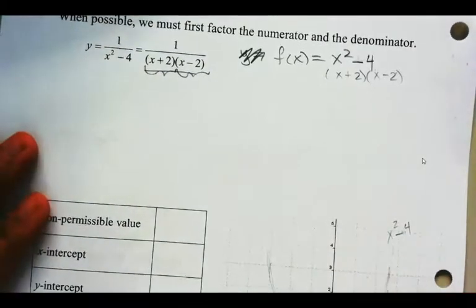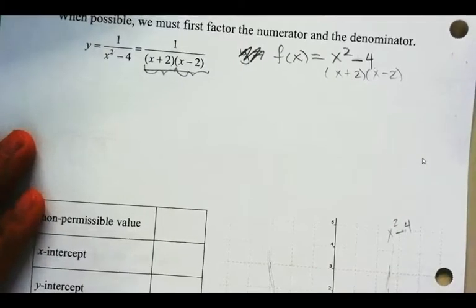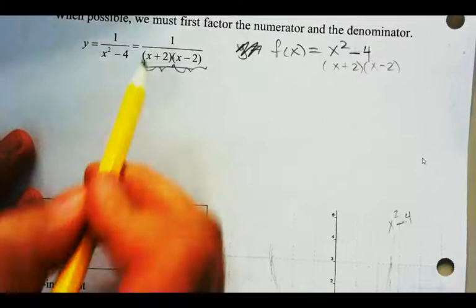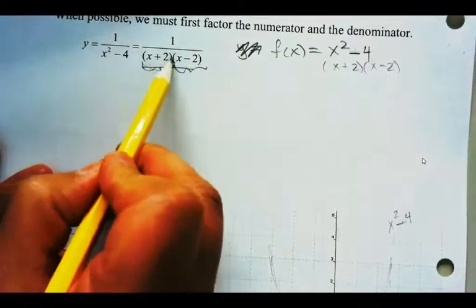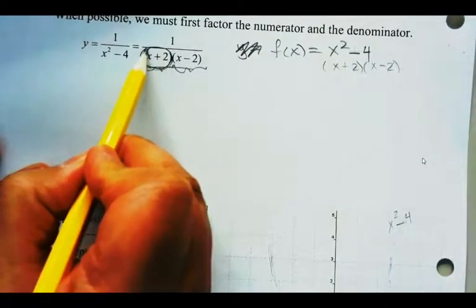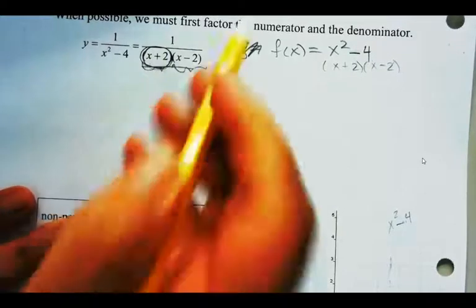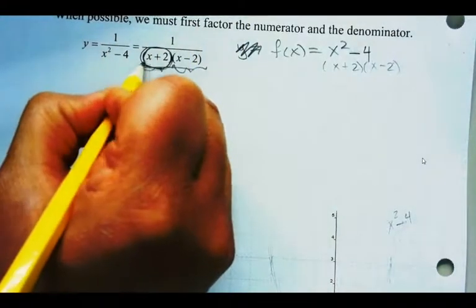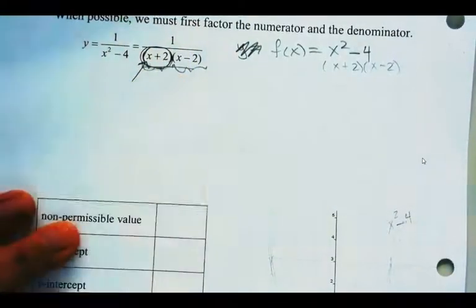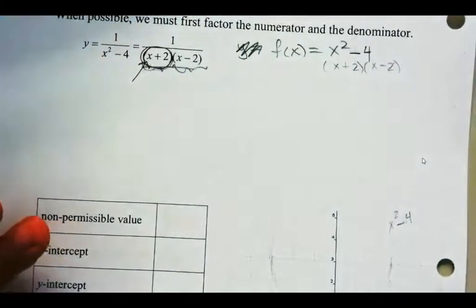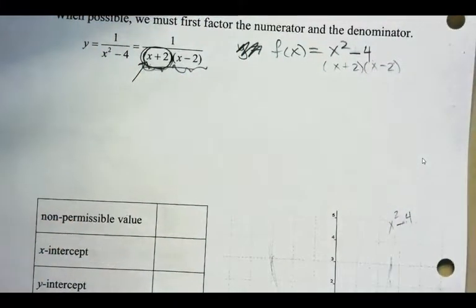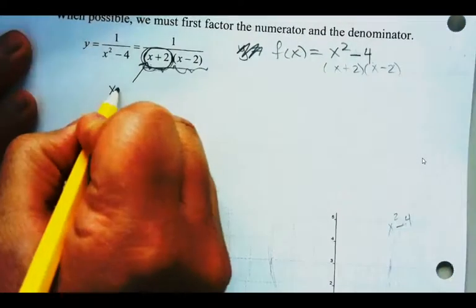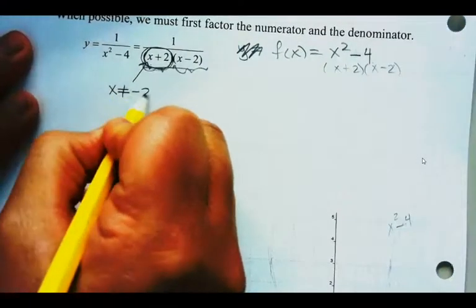What did the x-intercepts turn into? They turned into, well, what do you notice? What do you notice about, if you have x equal negative 2, what happens to this equation? You end up with a 0 in the denominator. Is that a good thing? No, that's a bad thing. Okay, so x cannot equal negative 2.